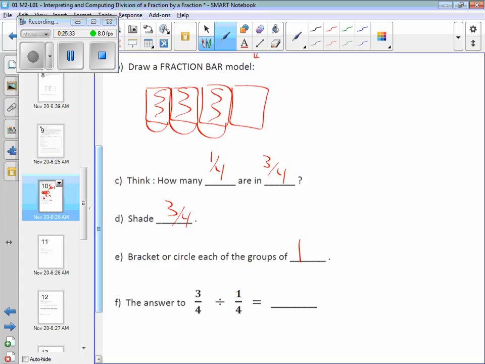Answer? Stebby? What's the answer? 3. Does it follow the numerator trick? Yep, 3 divided by 1 is 3. It works. All right? To be continued.